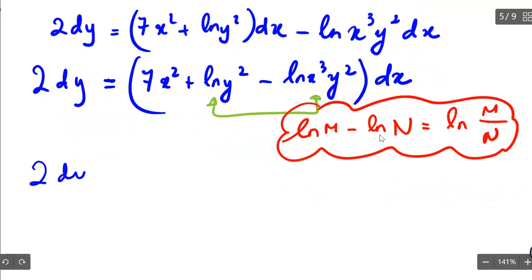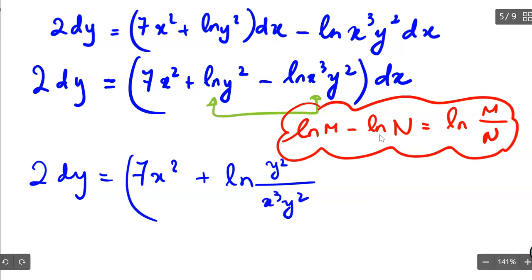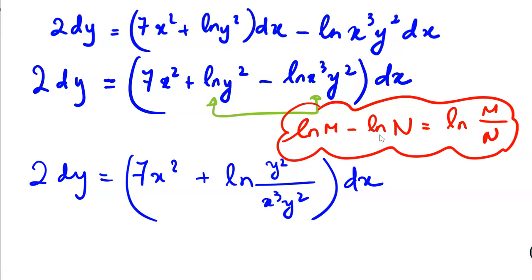Then I have 2 dy equal to 7x squared plus ln of y squared divided by x to the 3y squared. Alright, so this is quite logical because I have that divided, so my m in this case is y squared. Okay, and you will involve this entire thing as your n. So that is m divided by n.